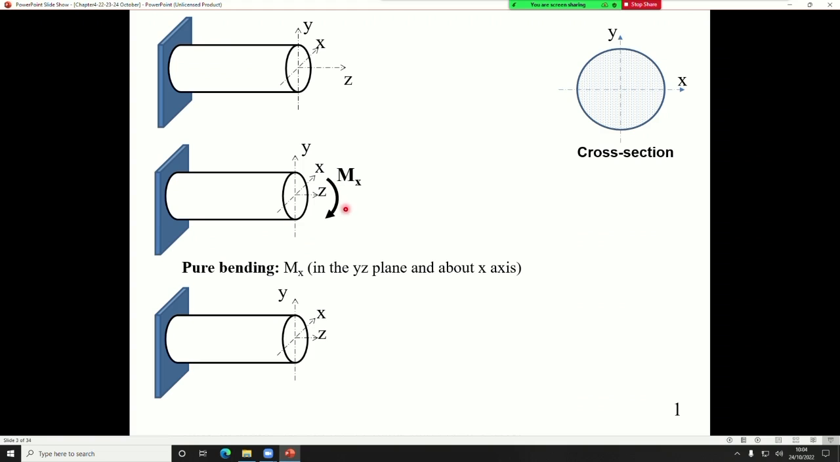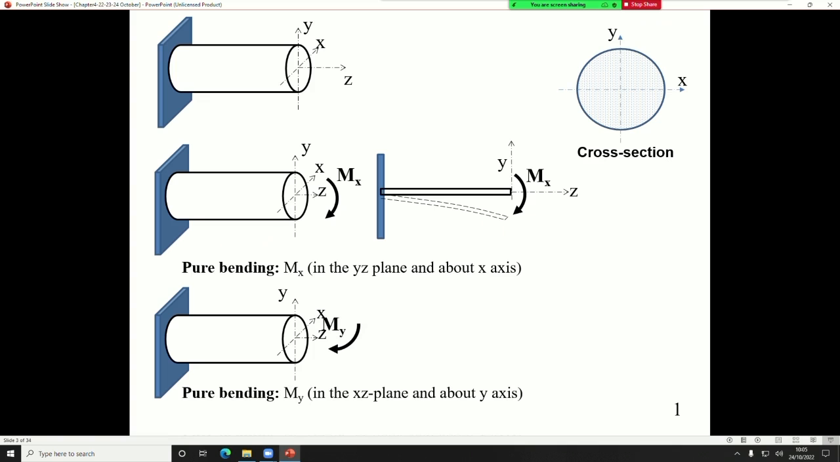The plane of the moment is the YZ plane, and YZ is normal to the cross section. So the effect of this moment is bending the structure. That's why we call it a bending moment. And the outcome is the deflection in the y direction. You can see that this is an exaggerated deformed geometry of the beam, and it deflects in the y direction.